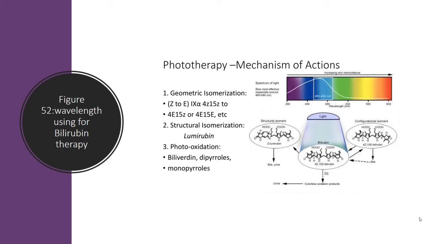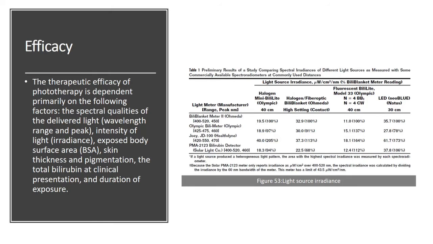Figures show the wavelengths used for bilirubin therapy. Efficacy. The therapeutic efficacy of phototherapy is dependent primarily on the following factors: the spectral qualities of the delivered light, wavelength, range and peak, intensity of light, so irradiance, exposed body surface area, BSA, skin thickness and pigmentation, the total bilirubin at clinical presentation, and duration of exposure.